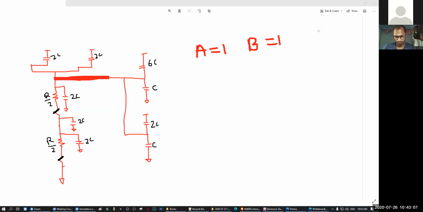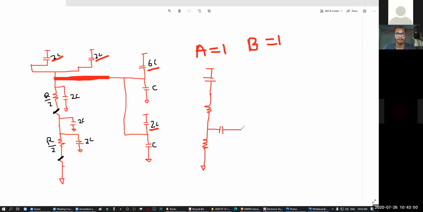Now we are going to combine them. This 6 and this 2 become 8. These 2 become 4. So 4 and 8 become 12. Here you have a capacitor of 12C. Then you have a resistor that is R by 2, and another resistor that is R by 2. You have 2 capacitors in parallel, 4C.